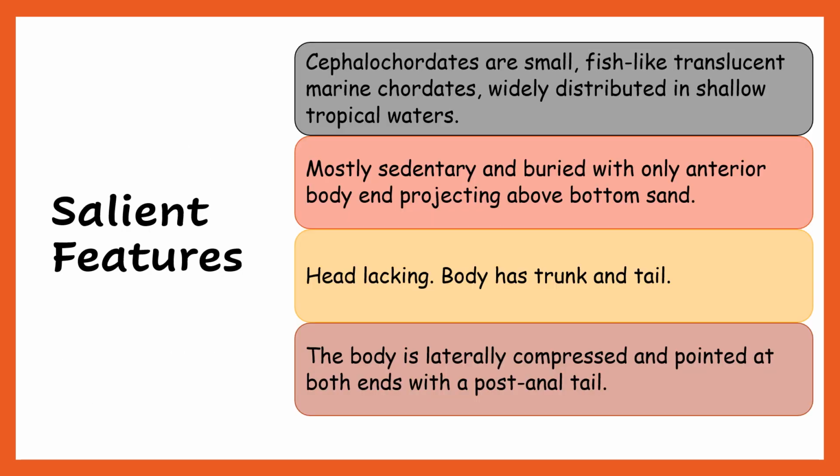Now the salient features of this subphylum Cephalochordata. Cephalochordates are small, fish-like translucent marine chordates, widely distributed in shallow tropical waters. They are mostly sedentary and buried with only the anterior body end projecting above the bottom sand. Head is lacking, body has trunk and tail. The body is laterally compressed and pointed at both ends with a post-anal tail.